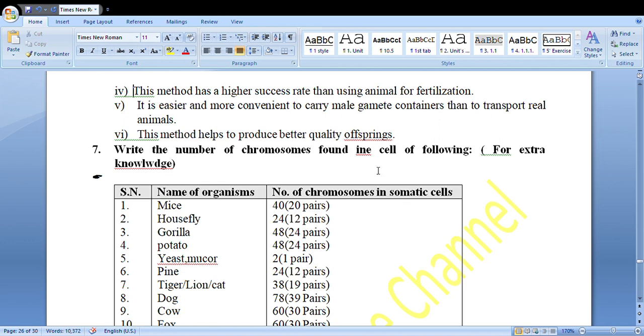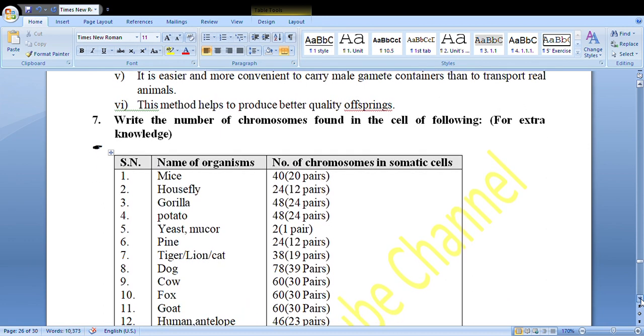Write the number of chromosomes found in the cell of the following animals. This is just for external knowledge. Like mice has 40 chromosomes, housefly has 24 chromosomes, gorilla has 48 chromosomes, and so on. These are one pair of chromosomes. This way you can learn this table.